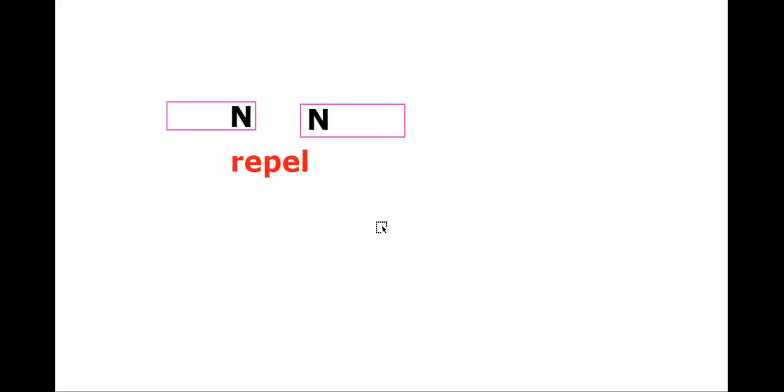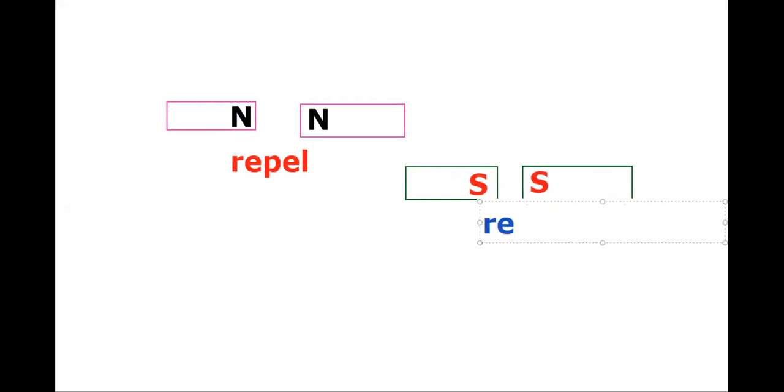Here are two other magnets. This is a bar magnet and this is a bar magnet. South pole, south pole. What will they do? Repel or attract? Repel, because they are the same. Same poles repel.